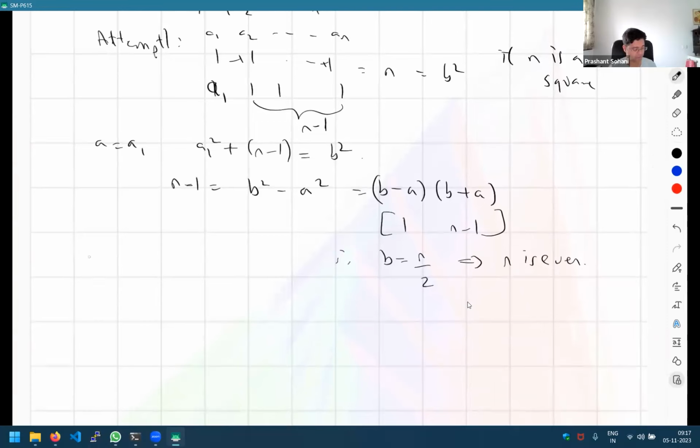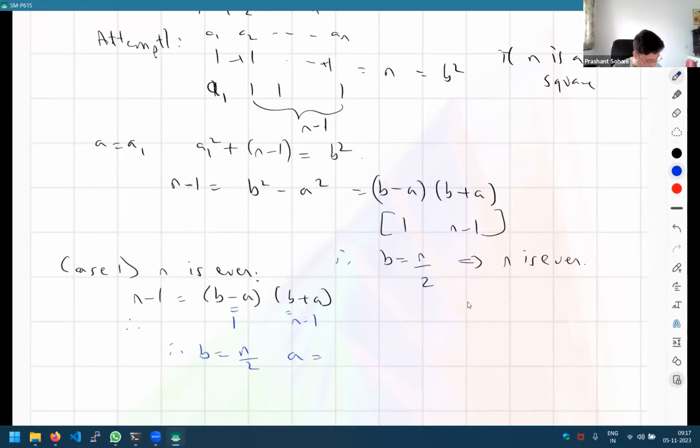So actually there are two cases. Case one, let n be even. In that case, what you're saying will work out. So then you'll get n minus 1 is equal to... so here we're assuming that this is 1 and this is n minus 1. And so therefore we get b is equal to n by 2. And what is the value of a? So n minus 2 by 2. Yeah, okay.